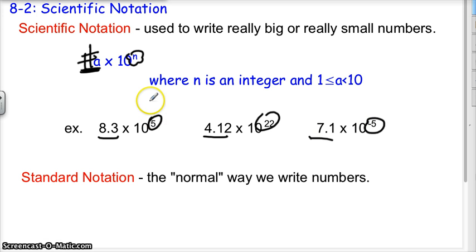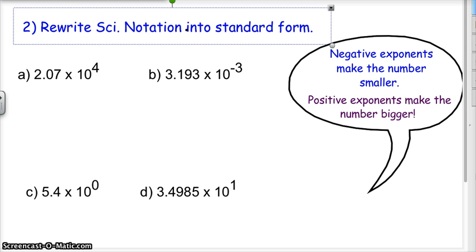Standard notation is the normal way that we write numbers. Let's look at some examples. The first one says 2.07 times 10 to the fourth. Notice 2.07 fits between the range specified on the previous slide. Numbers that have a positive exponent are large numbers. These are numbers that are, think about miles across the globe or miles between here and the moon. They're large numbers. This is telling me that I'm moving the decimal 4 places.